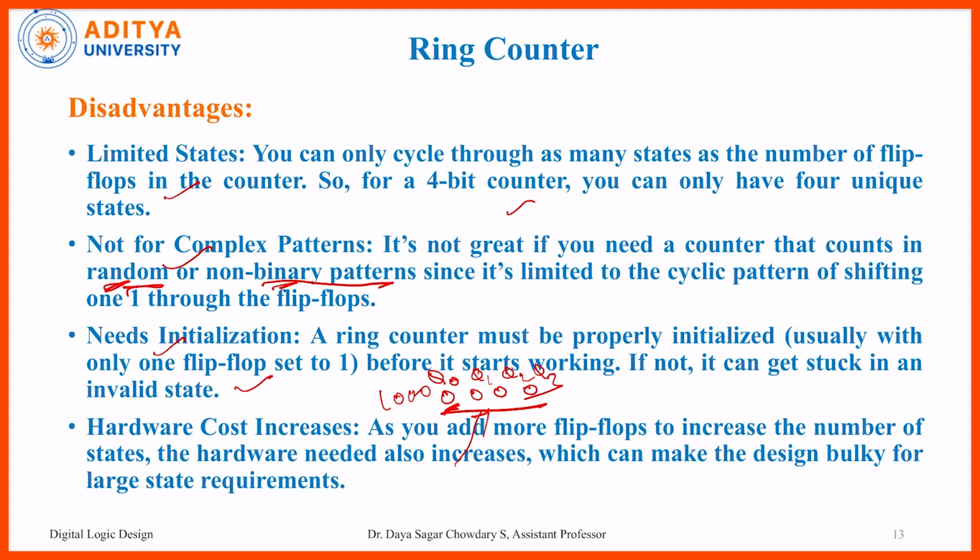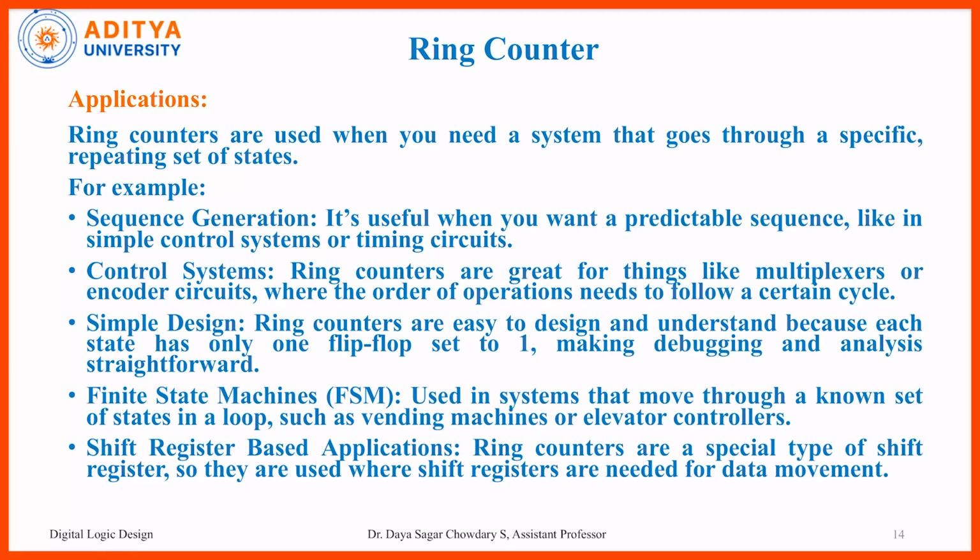Now hardware cost increases. Definitely if we want to increase the states, we have to increase the flip-flops, so that leads to an increase in the hardware. Now coming to the application part. Ring counters are used when you need a system that goes through a specific repeating set of states, for example a sequence generator. Depending on the sequence shifting, 1, 2, 3, 4, we call this a sequence generator.